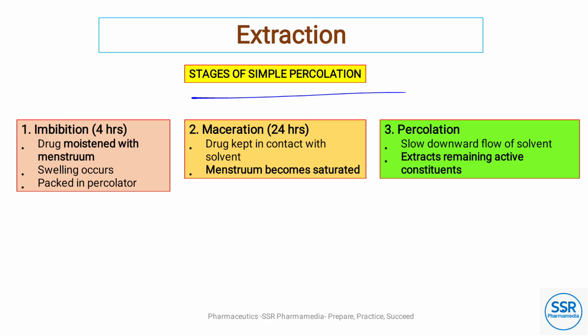The stages of simple percolation are: first, imbibition, 4 hours, where the drug is moistened with menstruum, swelling occurs, and it is packed in the percolator. Second, maceration for 24 hours, where the drug is kept in contact with the solvent and the menstruum becomes saturated. Third is percolation, with slow downward flow of solvent, extracting the active constituent.